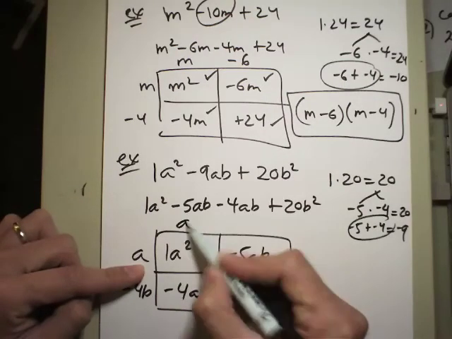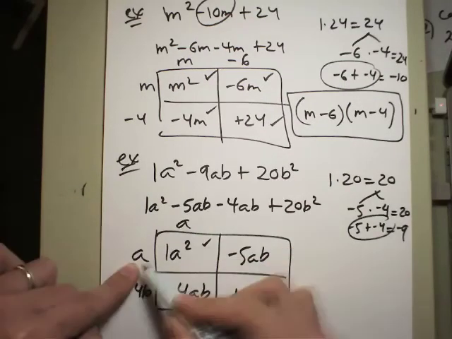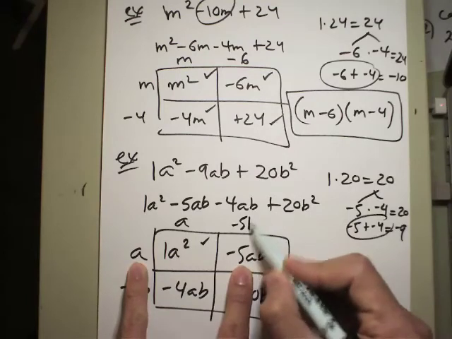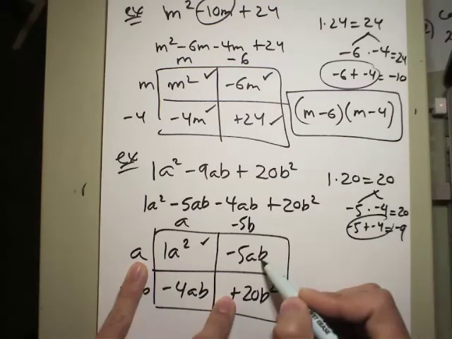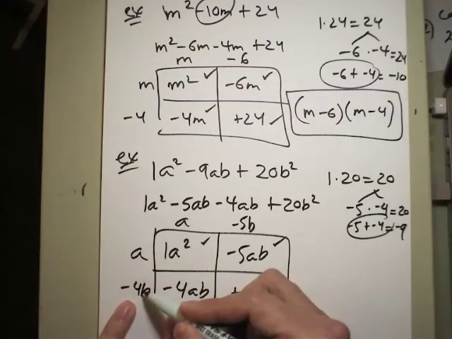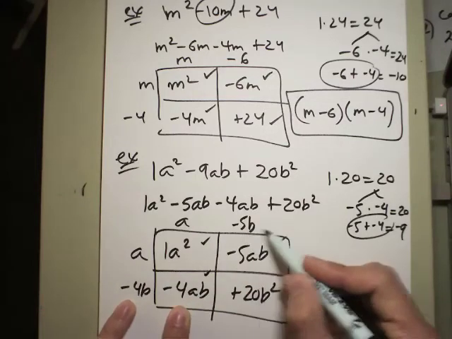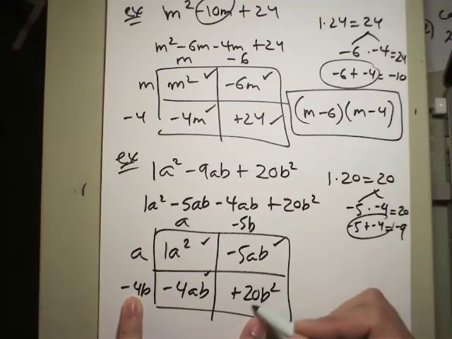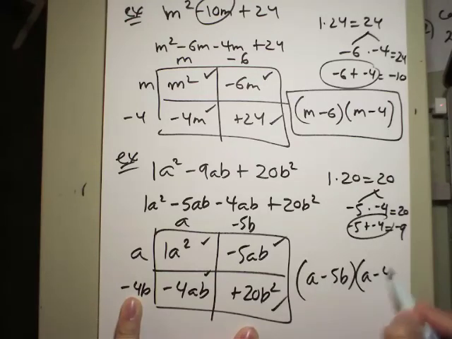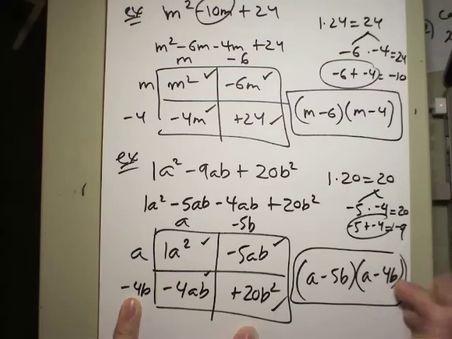So it's going to be a times a is a squared, checked. A times negative 5b will give me negative 5ab, checked. Let's do this for this box. A times negative 4b, negative 4ab, checked. Negative 5b times negative 4b, positive 20b squared, checked. So I'm going to write it as a minus 5b, a minus 4b, and that's it. So have you noticed anything yet?